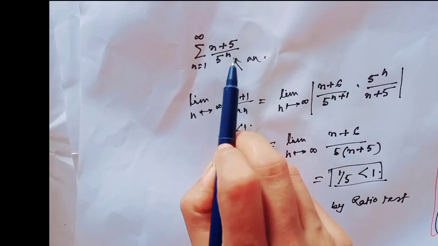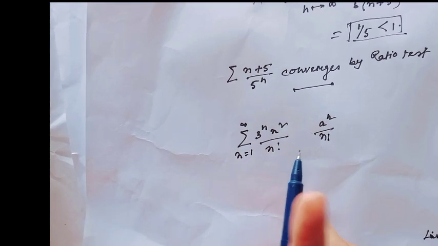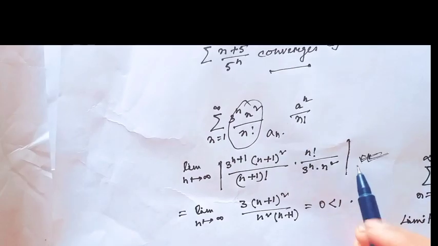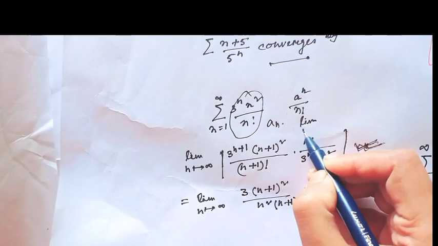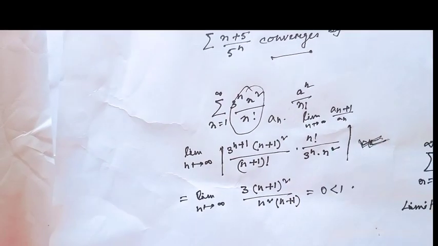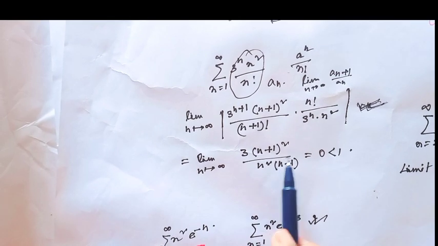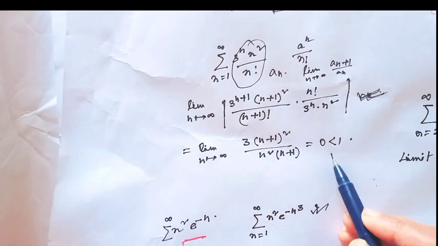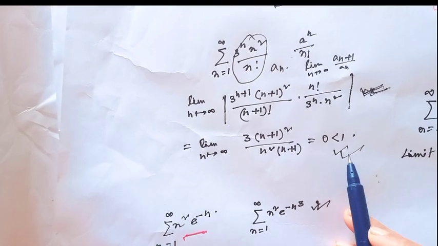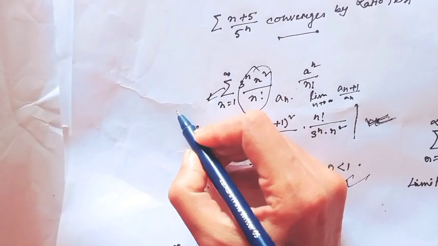For the power 5 to the power n, I applied the ratio test. Here notice power 3 to the power n, another power n square, here n factorial. So here also I will apply the ratio test. Limit n goes to infinity a_(n+1) over a_n equals this, and after calculation this value would be limit n goes to infinity 3 times (n plus 1) whole square over n square times (n plus 1), and putting in the limit this value would be 0, which is less than 1. Therefore, since this value is less than 1, by the ratio test we can tell this series is convergent.